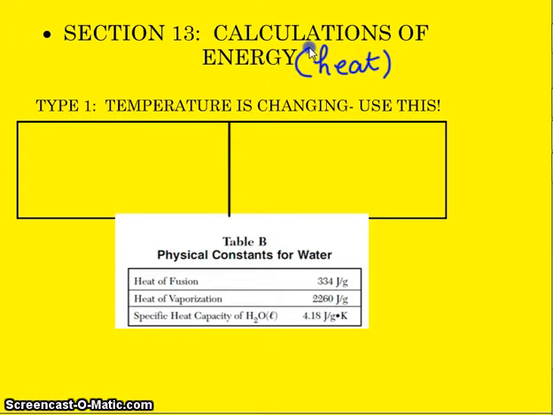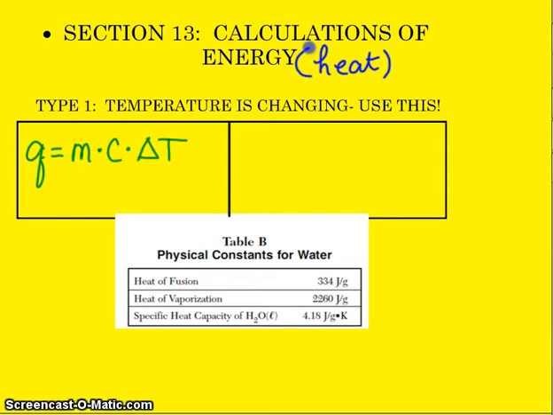Students always have a hard time knowing which equation to use. And so I classify these as type 1 and type 2 equations. Type 1 equations you use when the temperature is changing, okay? When the temperature is changing, you're going to use the type 1 equation. And that is the one that says Q equals M times C times delta T.